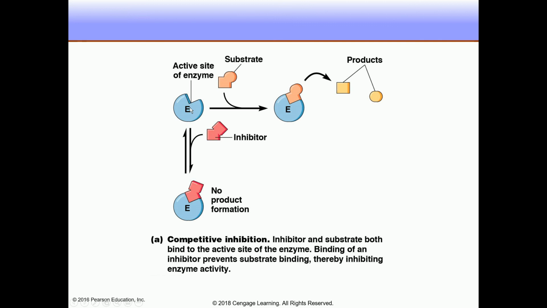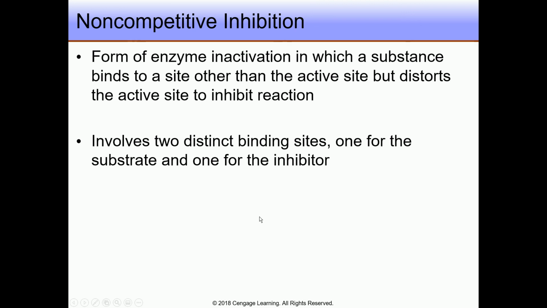Here also you can see, this is the enzyme, this is the active site. The substrate comes and binds here, and the products are formed. But because of the presence of the competitive inhibitor, the inhibitor comes and binds on the active site. Because the inhibitor is sitting on the active site, there is no room for the substrate to come and bind, and as a result, no reaction will take place.